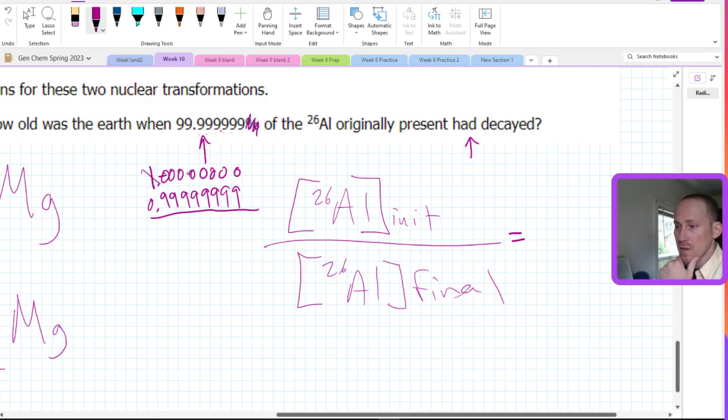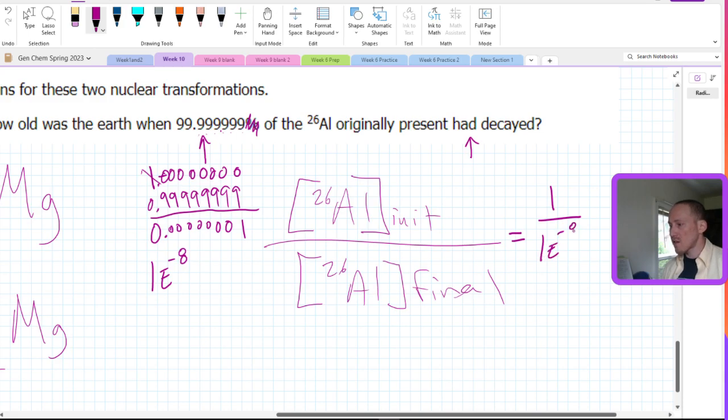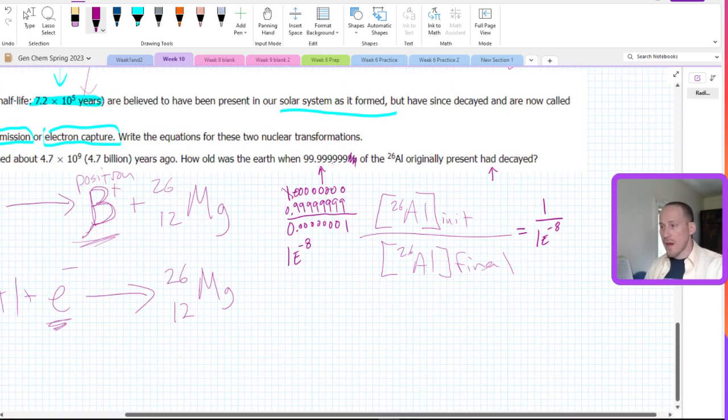We're going to borrow this all the way over, 0.1, and it's zeros. So that's 7 zeros. I'm going to move the decimal place 1, 2, 3, 4, 5, 6, 7, 8. 1 times 10 to the minus 8. That's how much is left. So if we started with 1, that's how much is left. So it's 1 divided by 1 times 10 to the minus 8th. That's the ratio of initial to final that they're asking about.